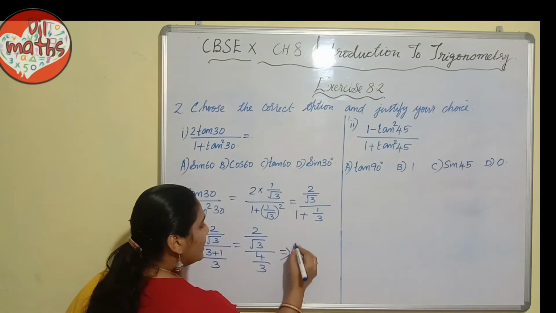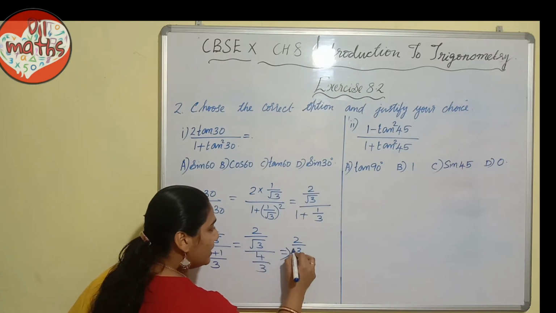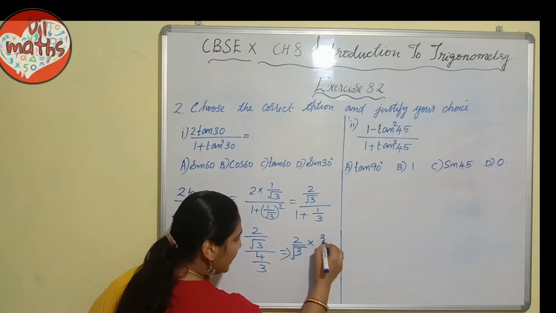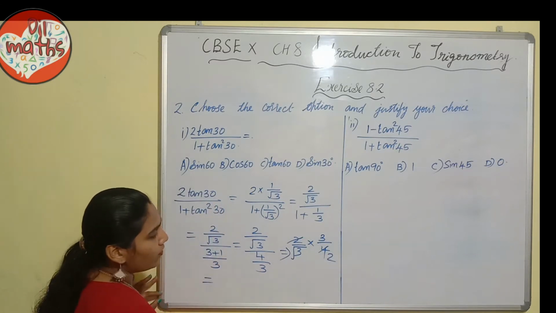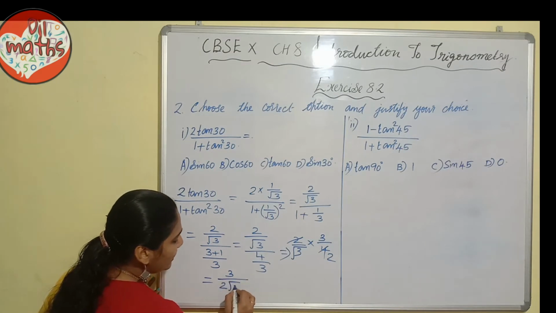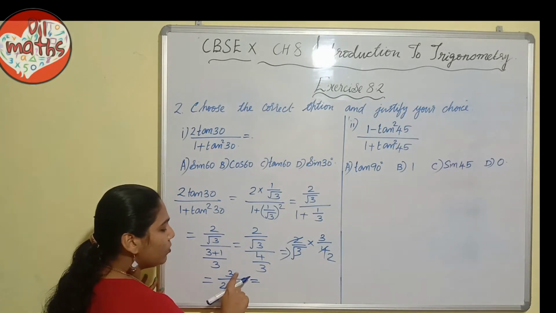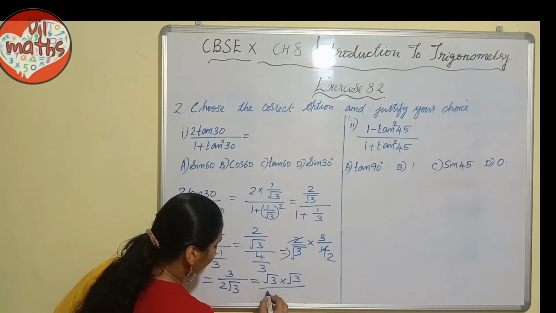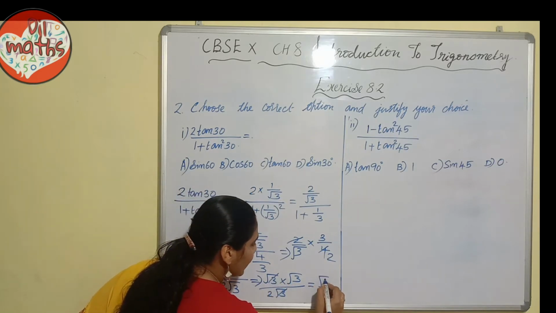So this we can write as 2 by root 3 into the reciprocal of 4 by 3, which we can write as 3 by 4, and 2 will cancel here, and in the next step what we can write? 3 by 2 root 3, isn't it? And now we can cancel this root 3, isn't it? 3 we can write as root 3 into root 3, and the denominator what will come? 2 into root 3 will come. Now we can cancel this root 3, and that's equal to root 3 by 2.